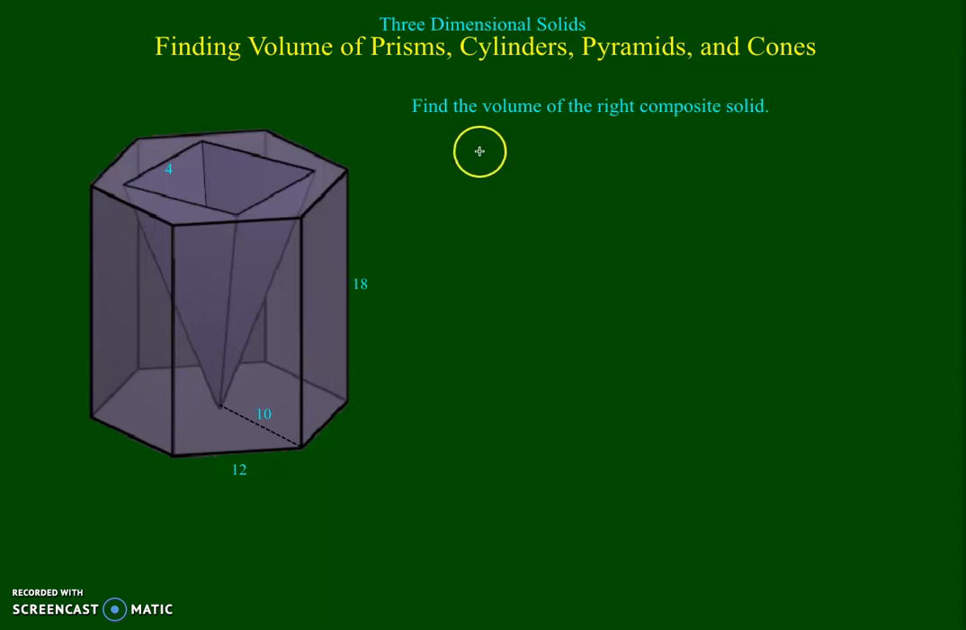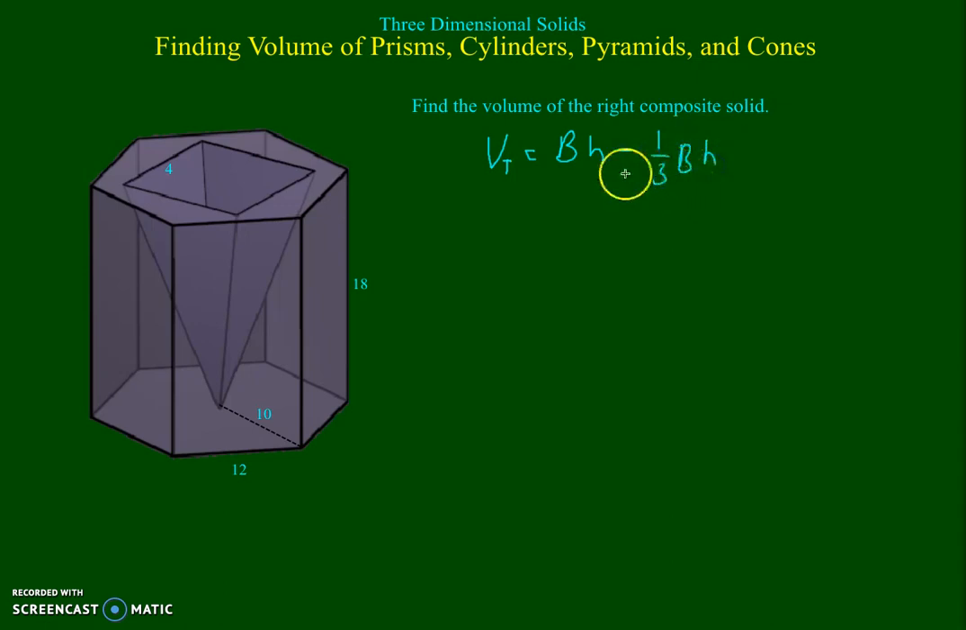To start, as I've done in the past, I'm going to write down my formulas. First, the formula for my volume total. So this volume is going to be the volume of the prism, which is area of the base times height, minus the volume of the pyramid, 1/3 area of the base times height.